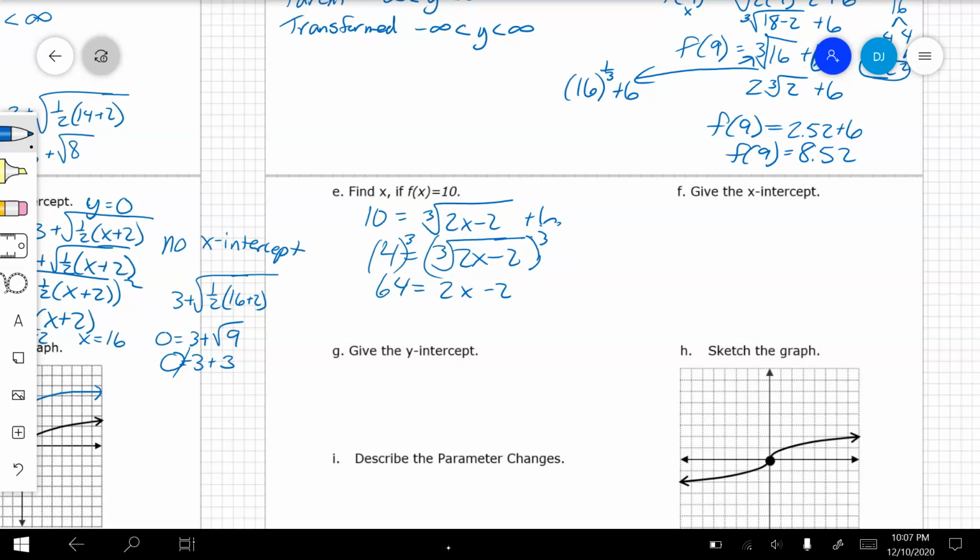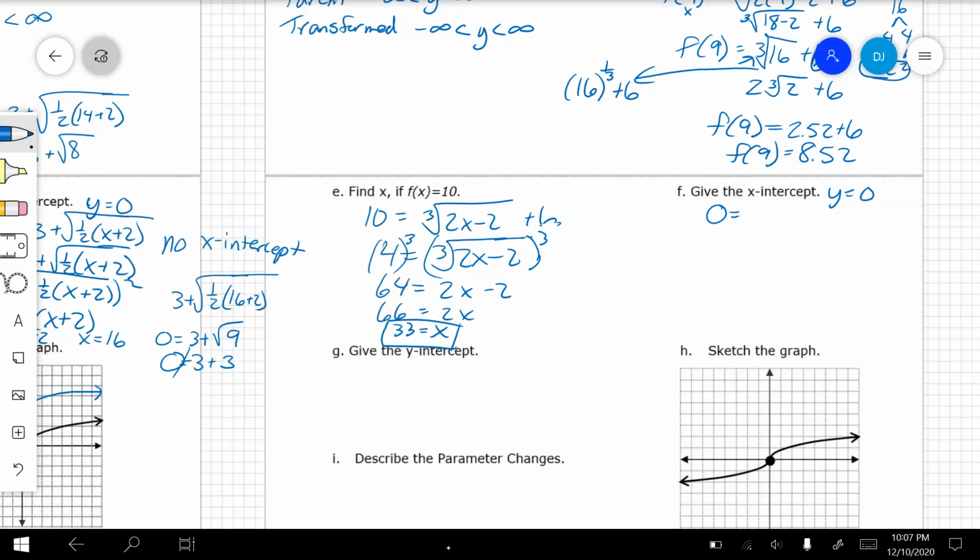And then the next step is we're going to add 2 over. That would just end up giving 66 equals 2x. Divide by 2, that's just going to give you 33. Okay, so x equals 33. When you're looking for an x-intercept, remember, your y value is going to be 0, so y equals 0. Substitute that back in, so the y value is 0.